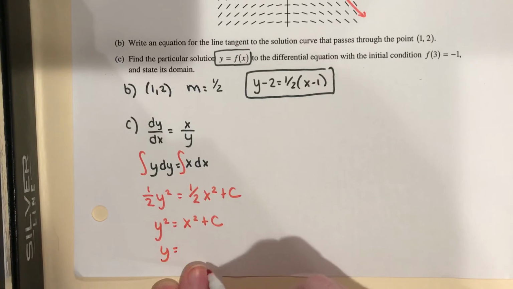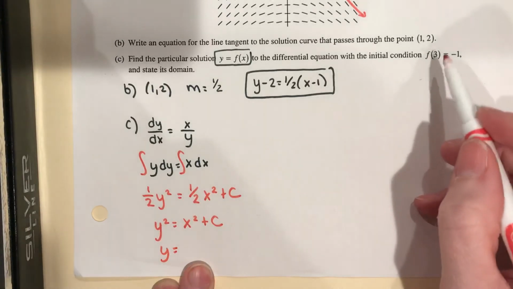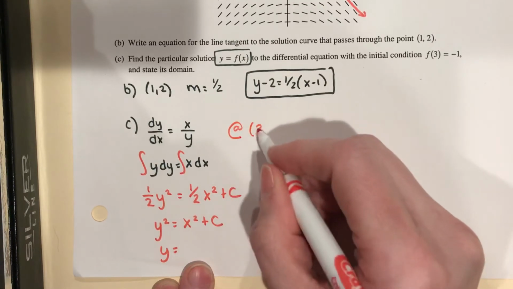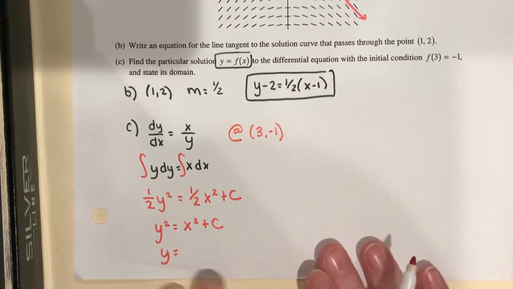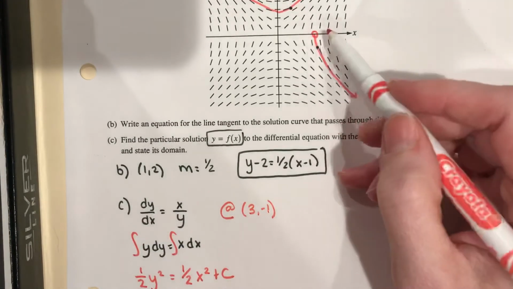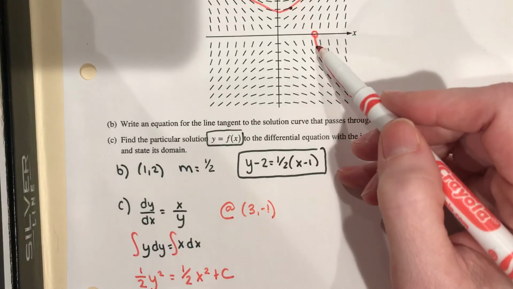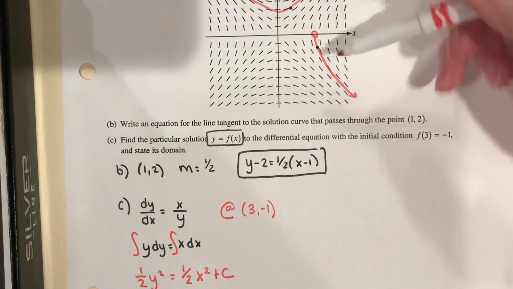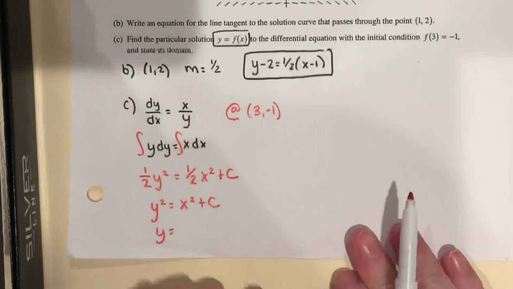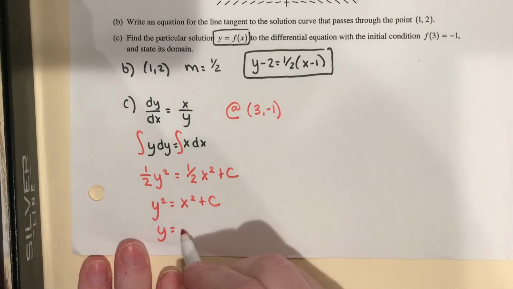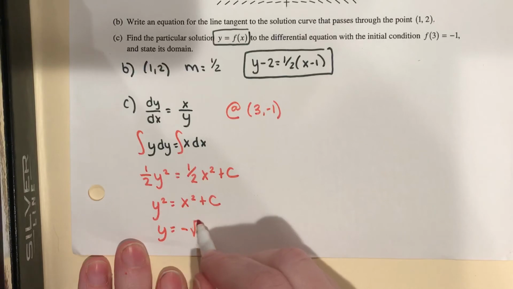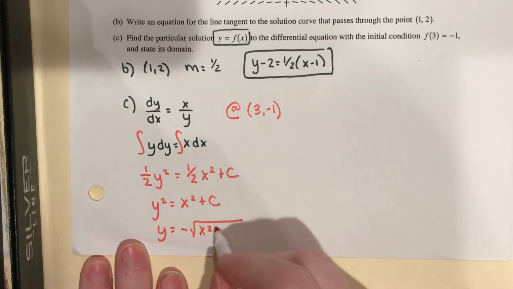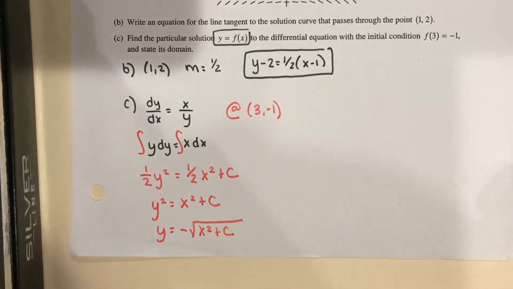Now normally I need a plus or minus, but if I look at my point here, my point's at (3, -1). Up on the graph of my slope field, (3, -1) is this point right here. So it's the bottom half of the parabola, and the bottom half would be the negative square root. So knowing that this is going to be a plus or minus, I actually only want the negative square root because that's the part of the curve that goes through our point. So I have my general solution.